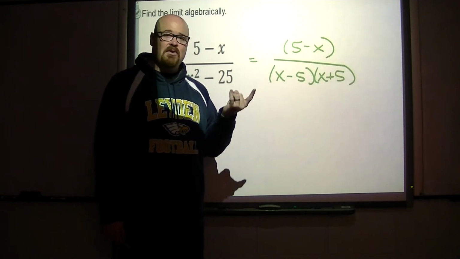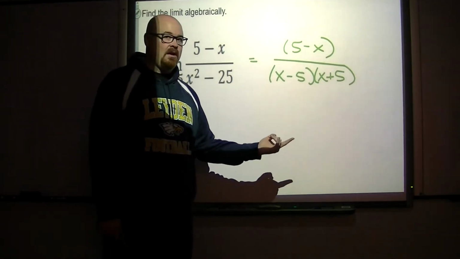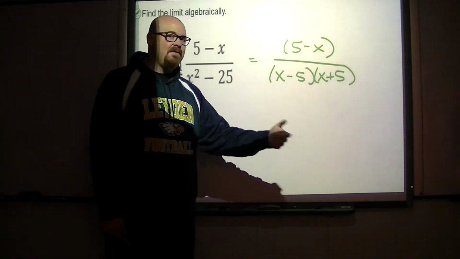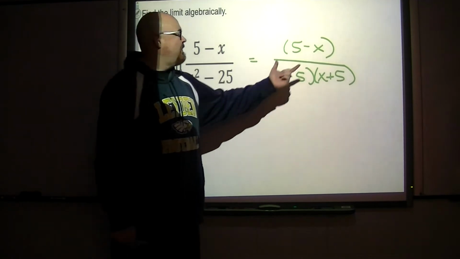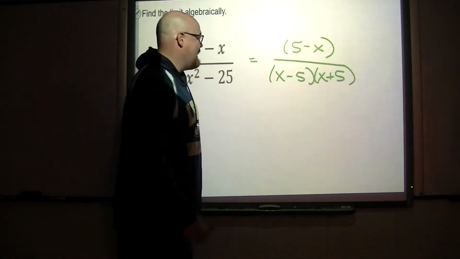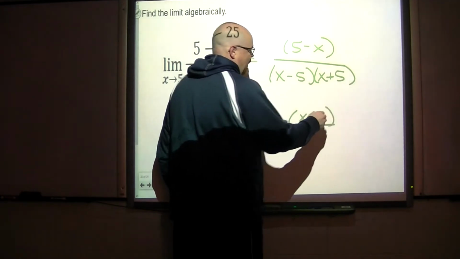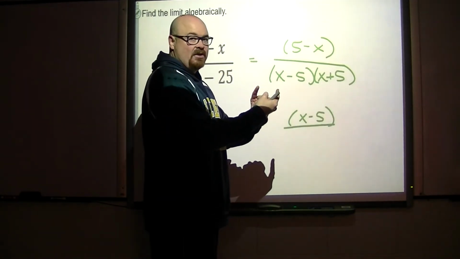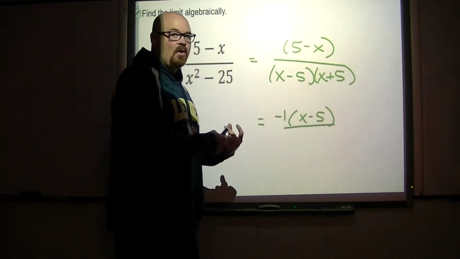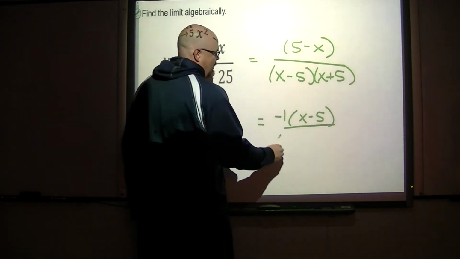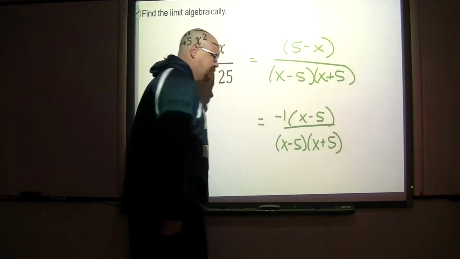Subtraction is not commutative. Okay, like we said before, 5 minus 2 is 3. 2 minus 5 is negative 3. Not the same thing, right? But if I want to switch this around, I can. The only thing is when I flip that subtraction, when I switch it around, I have to put a negative 1 outside that quantity. Okay? And then on the bottom here, I have x minus 5 and x plus 5.